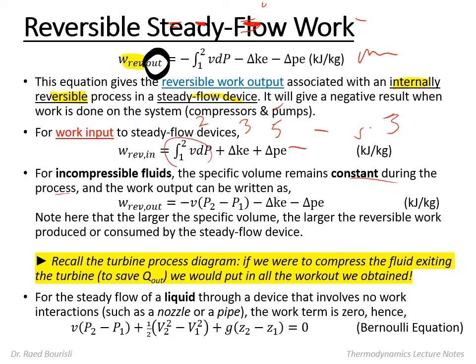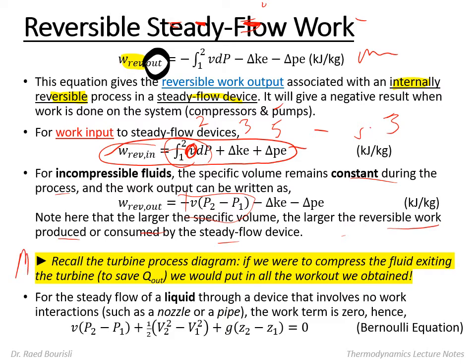You can remove this outside the integral, and this will be just V delta P. Note that the larger the specific volume, the larger the reversible work produced or consumed by the steady flow device. So if this was a pump, then it's to my advantage to decrease this V, to minimize this as much as possible. If this was a turbine, then I want to increase the specific volume.